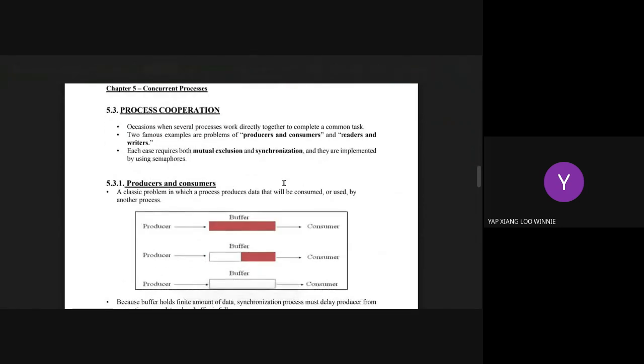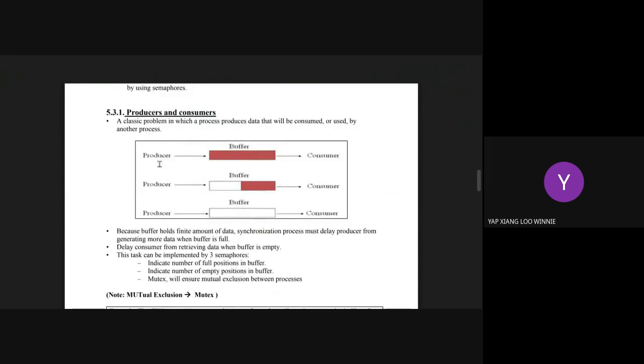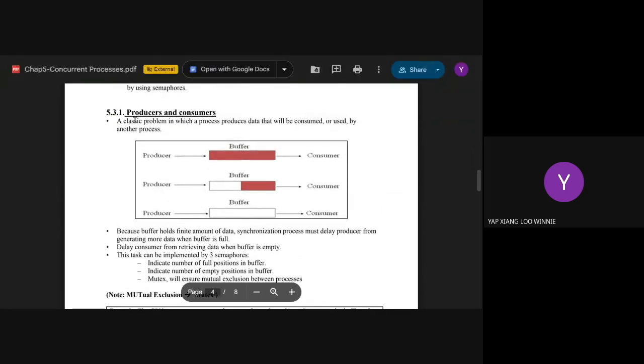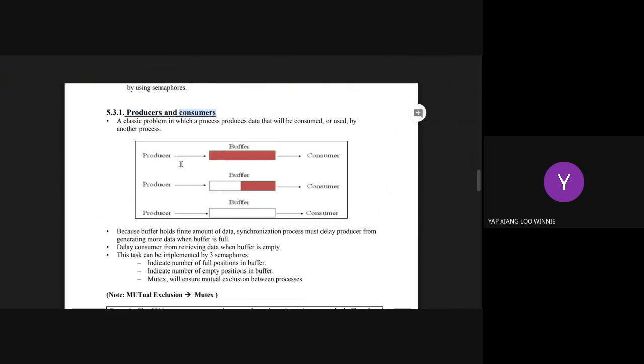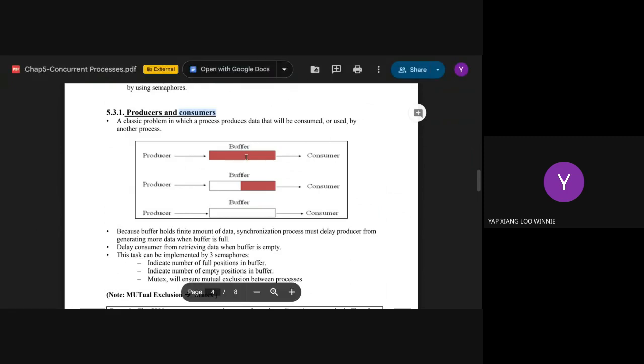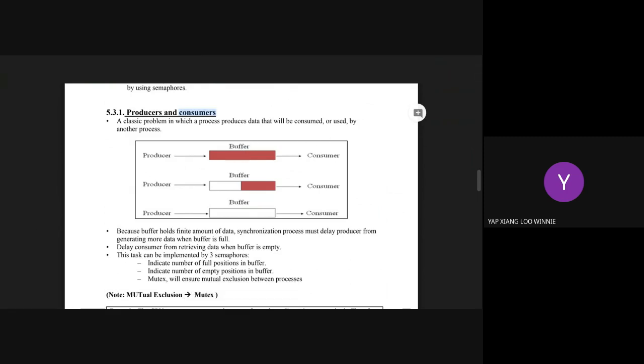Okay, the next one, we have process cooperation. We talk about producer-consumer cases and reader-writer cases. Okay, look at the producer-consumer. So what is a producer and a consumer? Listen closely. Producer produces data. Consumer consumes data. So when the producer produces the data, it will store it in the buffer as temporary storage, and the consumer will consume from the buffer. Now it will happen in 3 different ways. The first one is the normal one. The producer produces into the buffer, the consumer consumes, nothing happens.